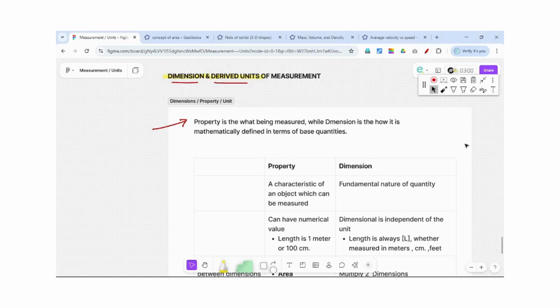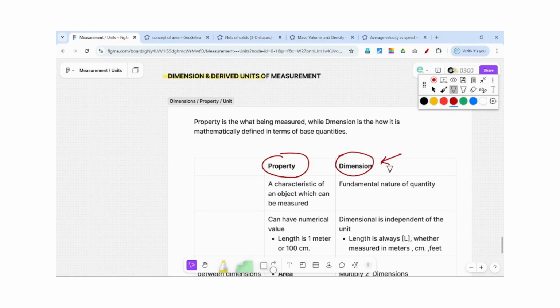In this lesson, we will try to understand the concept of dimension and derived unit. First, let us see the difference between property and dimension. This will give us an understanding about the concept of dimension when we deal with measurement.